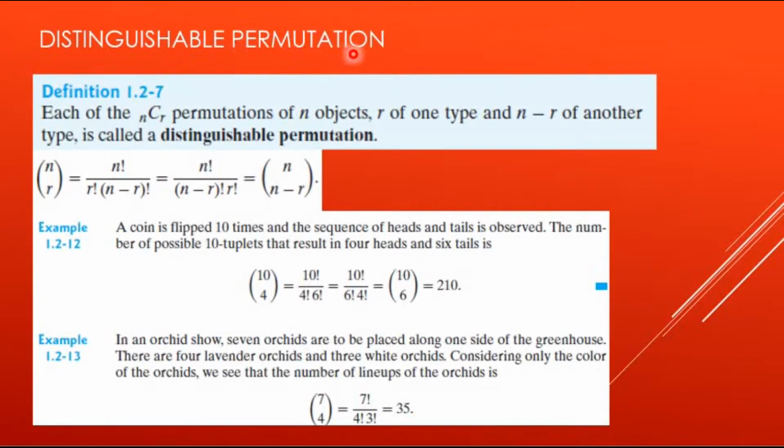Distinguishable permutation. Each of the nCr permutations of n objects, r of one type and n minus r of another type, is called a distinguishable permutation. nCr equals n factorial over r factorial times (n minus r) factorial.